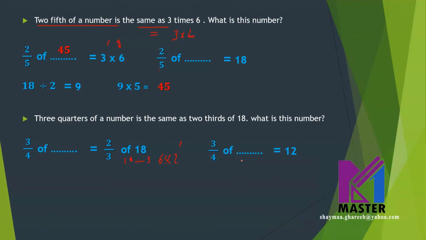We do two steps. I divide the amount by the number up, which is the number of parts, to get 12 divided by 3 equals 4. Then I will multiply the 4 by the number down to get the total amount, which is 16. So the missing total amount here is 16. Is this clear?